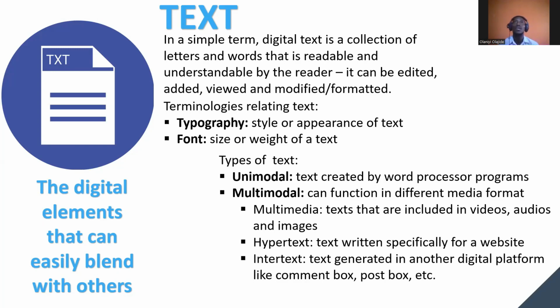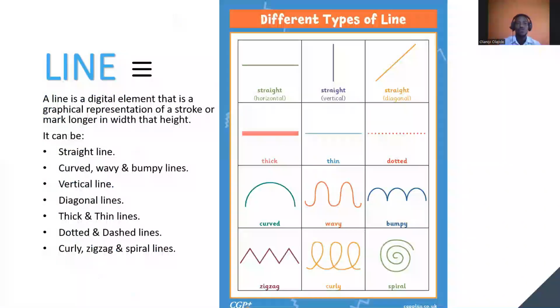So it's multimodal in the sense that that text can function anywhere. It can be a blog post. It can be a social media post. It can be a comment post and the likes. So that is that about text. So let's move on to the next digital element, which is line.